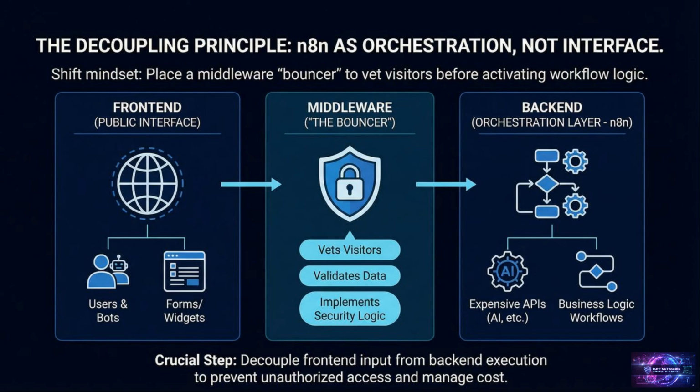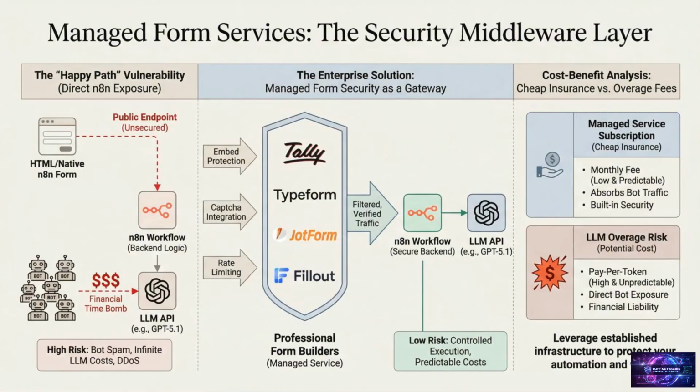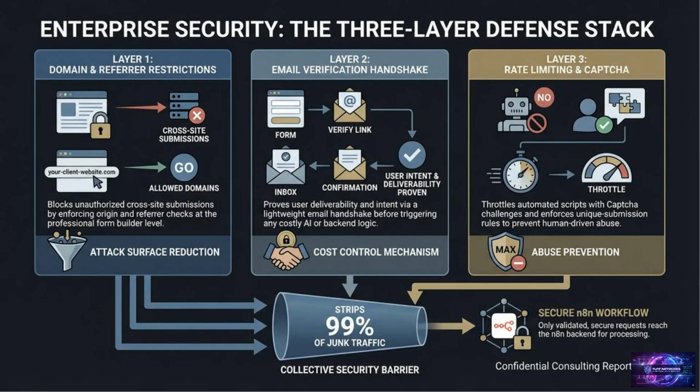This is where professional form builders come in. I'm talking about tools like Tally, Typeform, Jotform, or Fillout. You might think, why pay for a form builder when N8N has forms for free? You are paying for the security layer that sits between the user and your wallet. Here is the robust architecture we need to implement. It consists of 3 defensive layers: domain restriction, verification, and rate limiting.